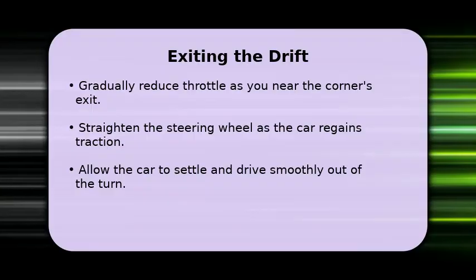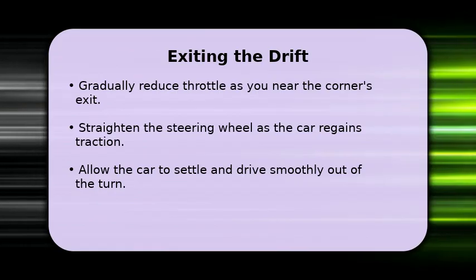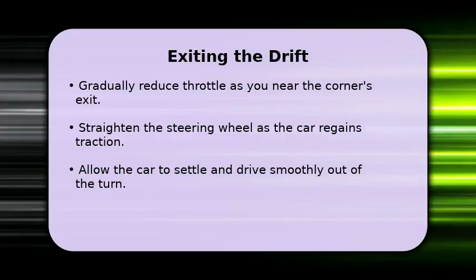To exit the drift smoothly, gradually ease off the throttle as you approach the corner's end. As the rear tires begin to regain traction, slowly straighten the steering wheel, allowing the car to naturally align itself. Let the vehicle settle into a straight line and drive smoothly out of the turn.